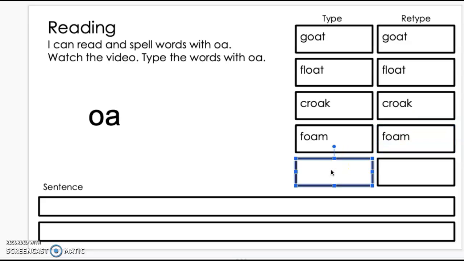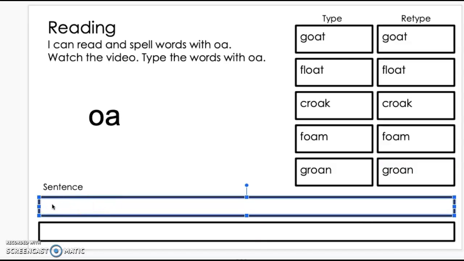All right. Last word. Groan. Groan. Repeat. Yep, I hope you said groan and sound it out. Now type it. So you should have sounded out like this. Groan. Yours look like mine. Retype it.